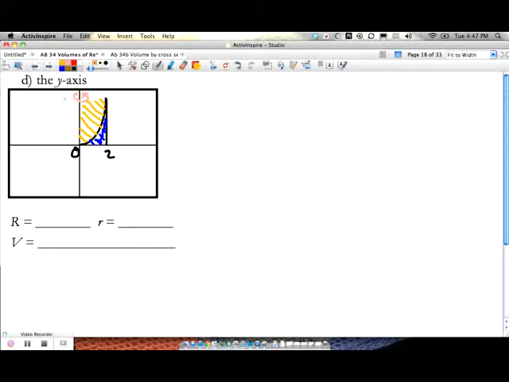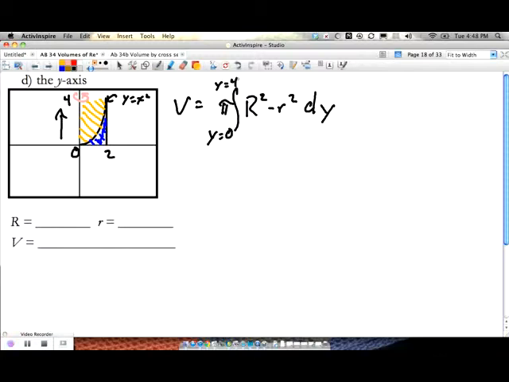Couple things to remember. We went from 0 to 2 in the x direction, but earlier we had mentioned that we go up to y equals 4, because this line right here is y equals x squared. So that tells me I do have empty space. That means I have volume equals pi times big R squared minus little r squared. Now I'm figuring out my direction. Since my disks are horizontal, that means I'm going to be moving in the vertical direction, so I'm going to have dy. That means these boundaries are also in terms of y. I'm going to be going from 0 to 4.